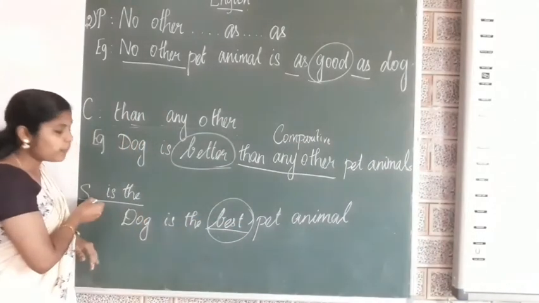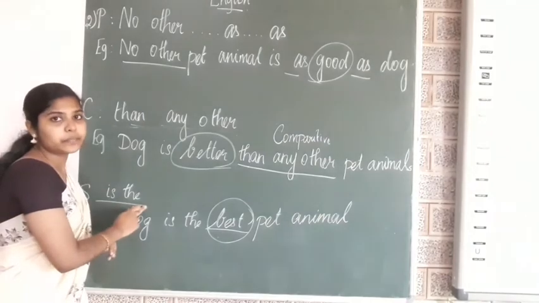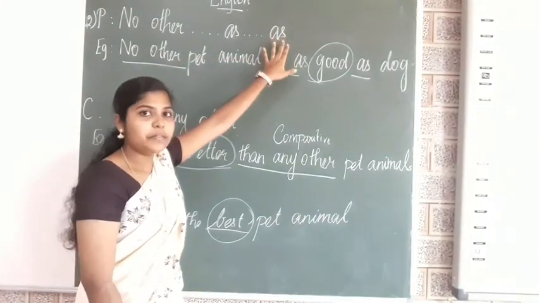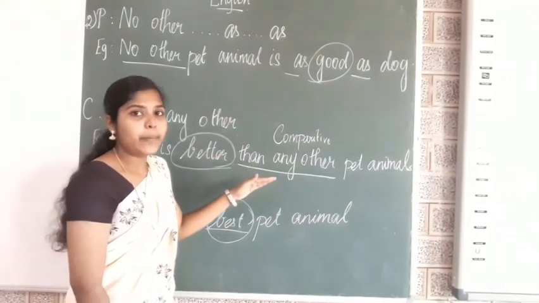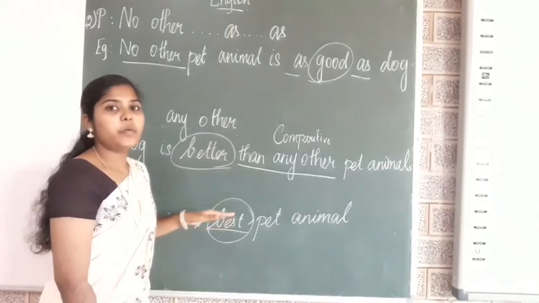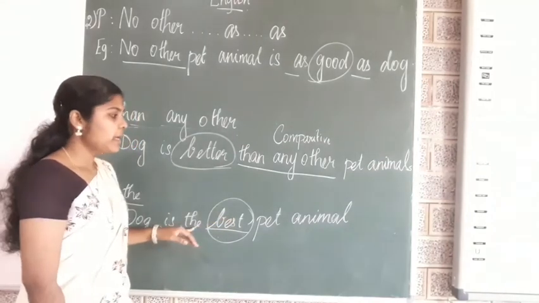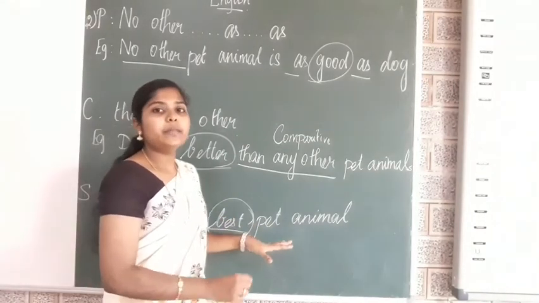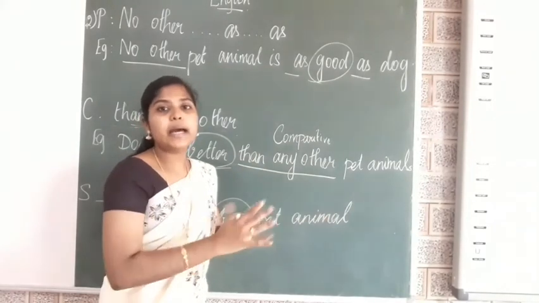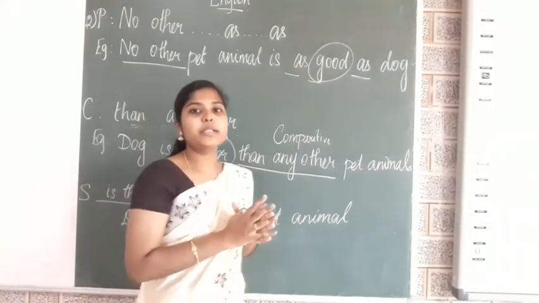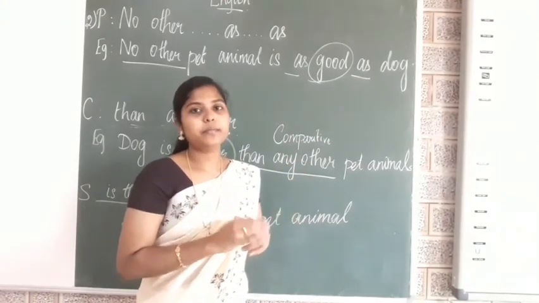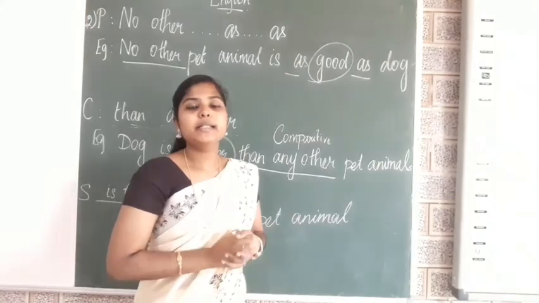So, the rule for superlative is the. No other as in positive. When it comes to comparative, than any other. In the form of superlative, it is the. Here we are comparing dog with the rest of the animals, and we are coming to the conclusion that dog is the best pet animal. This is the second rule.